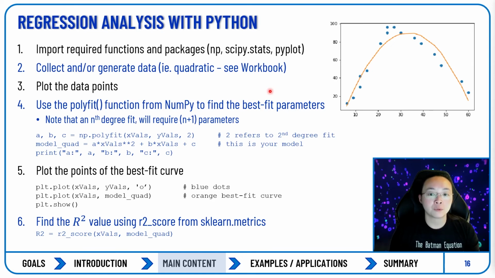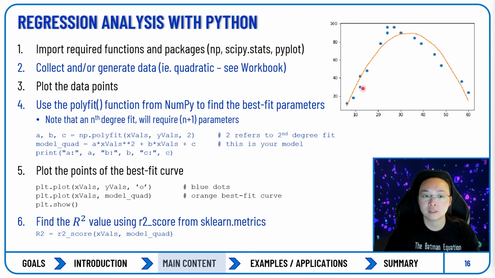So depending on your choice, we then use a function called polyfit. This polyfit function comes from NumPy, and it helps find the best fit parameters. Note that if you have an nth degree fit, you're going to need n plus 1 parameters. So if I have a second degree fit, I'm going to need 3 parameters for my best fit model.